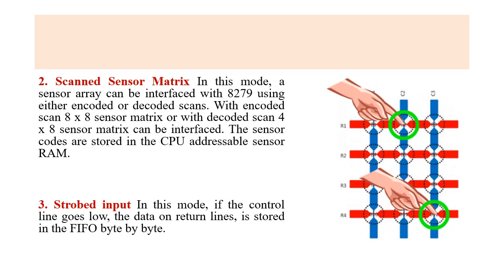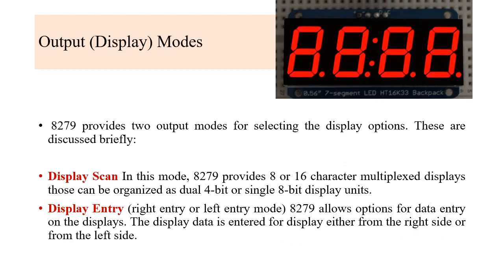Next one is the scanned sensor matrix. In this mode, a sensor array can be interfaced with 8279 using either encoded or decoded scans. And the third one is the strobed input mode. In the strobed input mode, the control line is looked at, and if it goes low, the data on the return lines will be moved to the FIFO. So these are the three input modes in 8279.